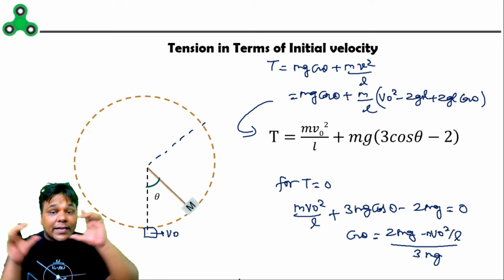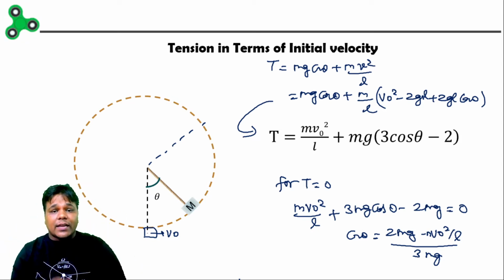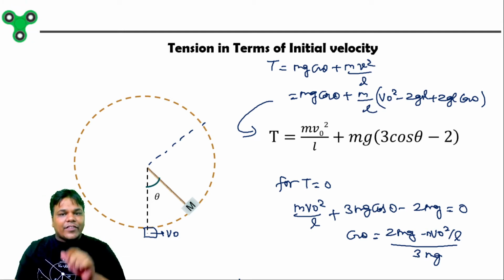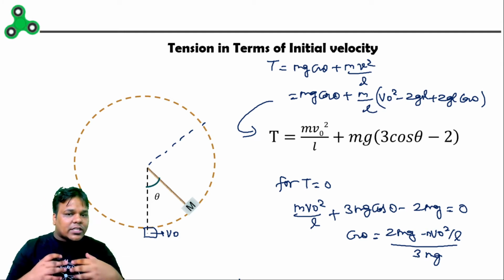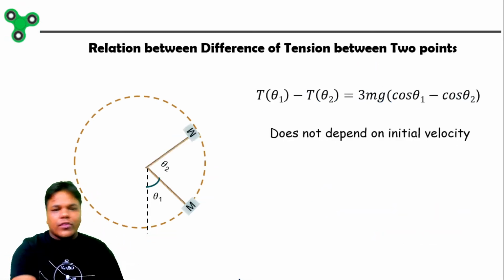Sure. Now moving to the next point. Now we got a wonderful formula: mv naught square by L plus mg into 3 cos theta minus 2. We already got that. Now what can we do? We can do one more thing.